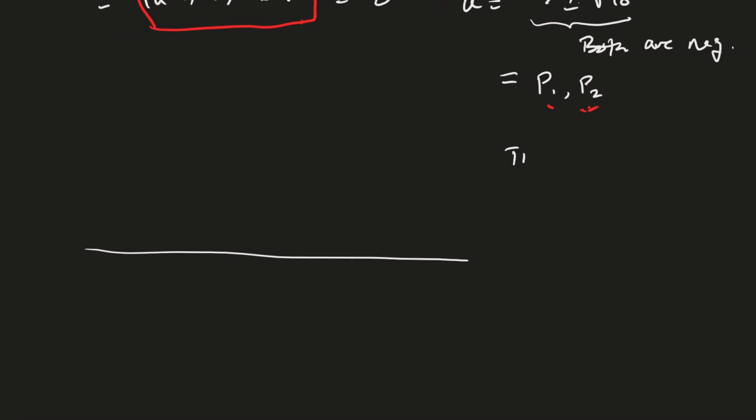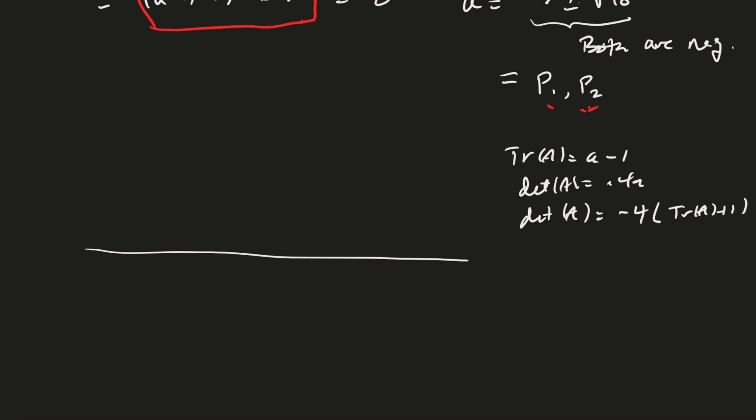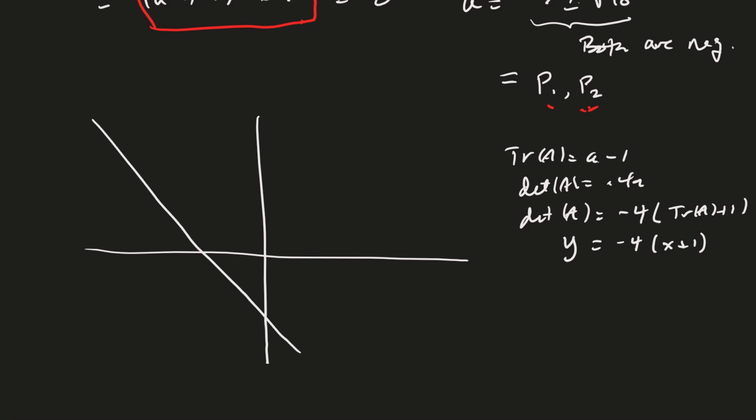Because if the trace is a minus 1 and the determinant is minus 4a, then you can see from this, right, that a is equal to the trace of A plus 1. And so you could write the determinant of A is minus 4 times the trace of A plus 1. Or you could think of it as y equals minus 4 times x plus 1. That's probably easier to think about it that way. Good. So this actually looks like a line, right? It goes through minus 4.